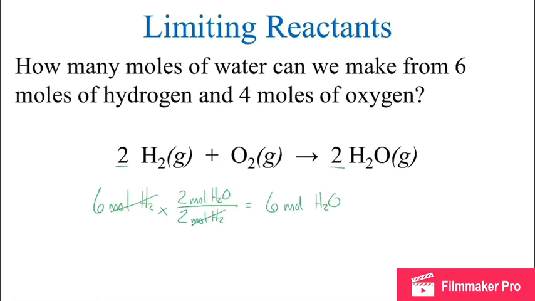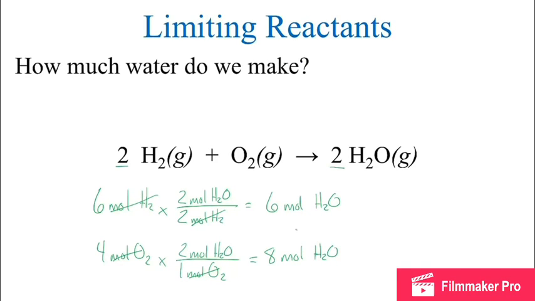How about the 4 moles of oxygen? I want to relate that to water. What's the ratio between oxygen and water? For every 1 mole of oxygen, I can produce 2 moles of water. So I need moles of oxygen on the bottom: 1 mole oxygen, 2 moles water. We cross that out, and now that lets me make 8 moles of water.